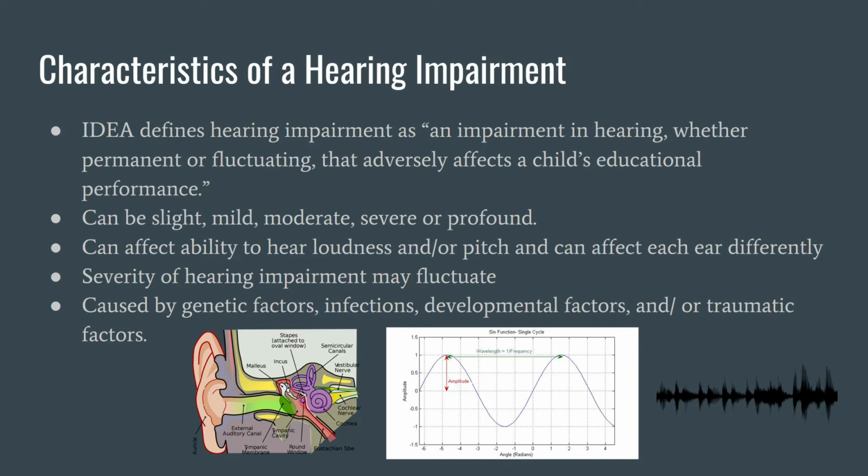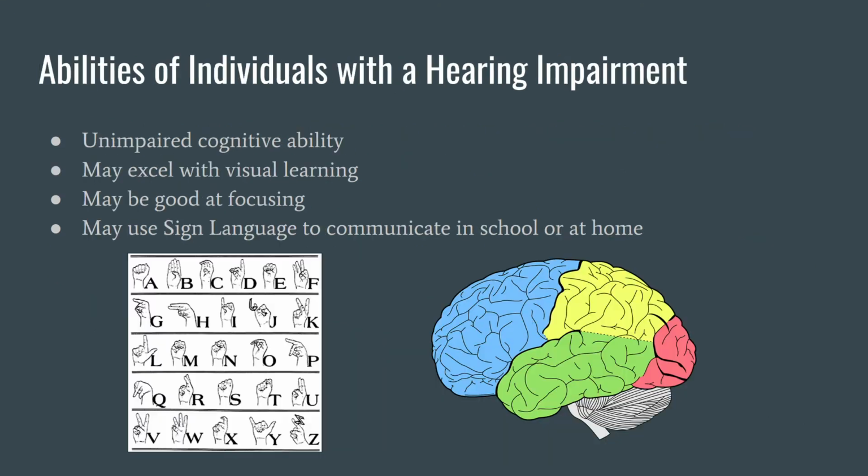effects can be caused by genetic factors, infections, developmental factors, or traumatic factors. And so because there are so many different ways that hearing impairments can come about, there are lots of different ways that they can present themselves. So it's important to understand and work with your student on how they can hear and what you can do to help them.